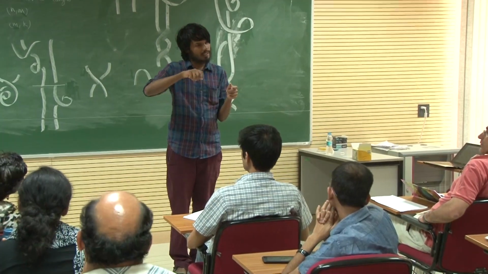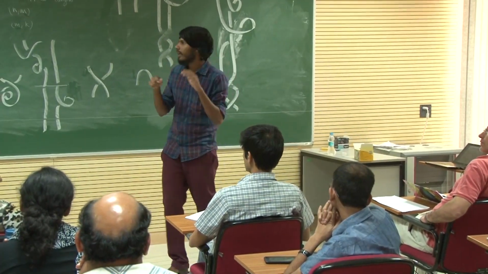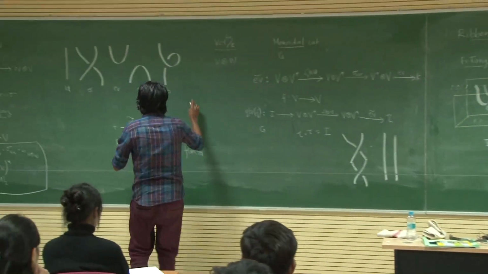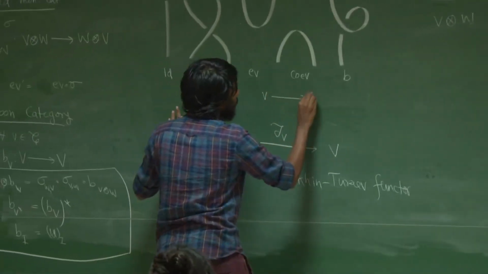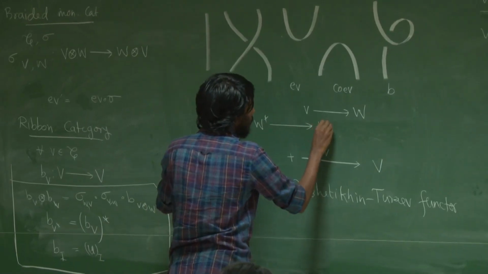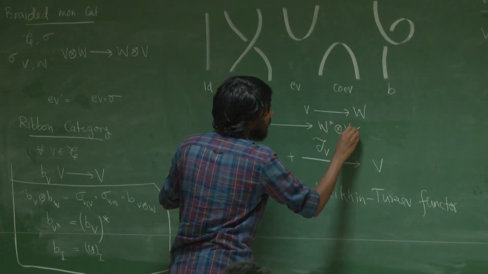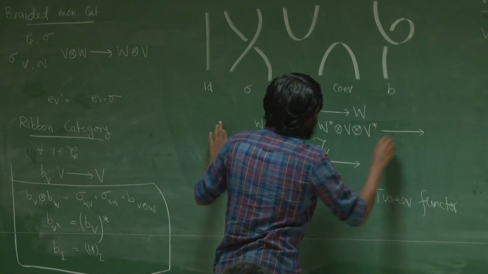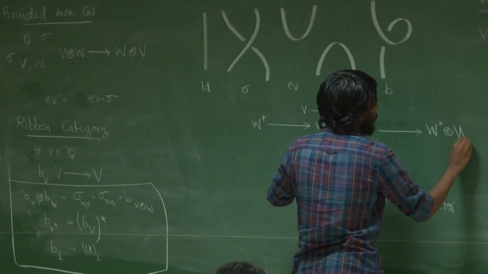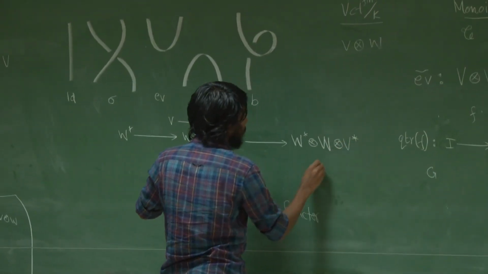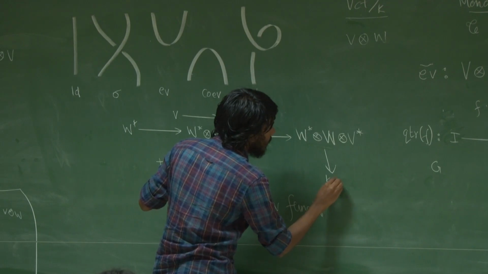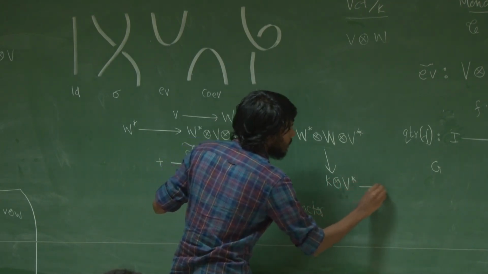Will be minus, minus, plus, minus. So now once you have a dual, you can use the evaluation and coevaluation maps. If you have a morphism from V to W, then you look at W star, and you send it to W star tensor V star, and then you apply F on V, and you reach W star tensor W tensor V star. Then you apply evaluation of W, and you reach field tensor V star, and this is isomorphic to V star.